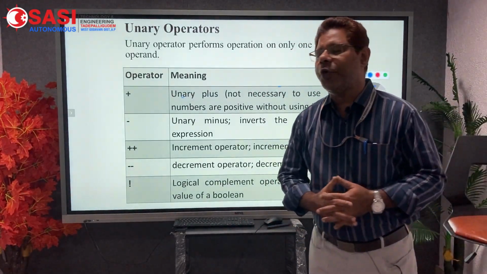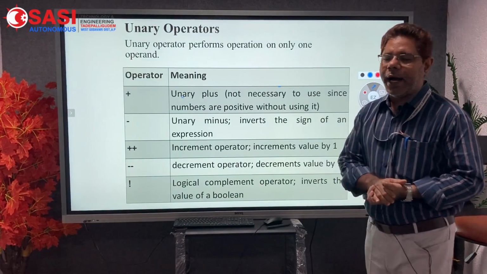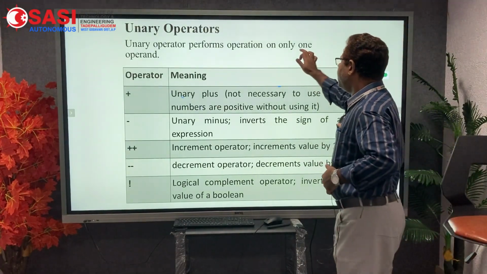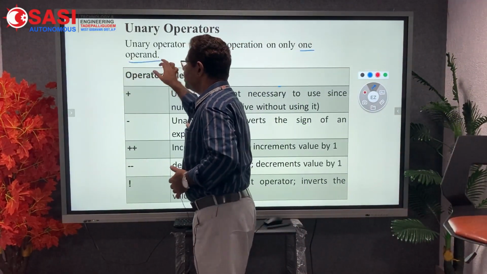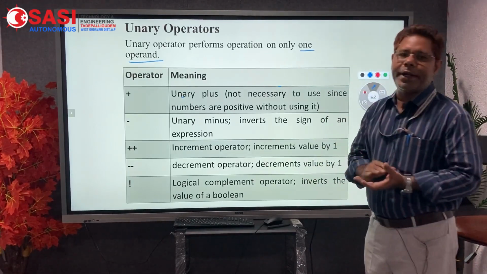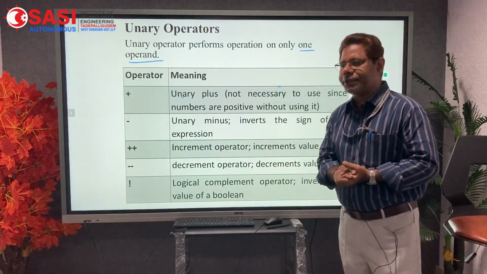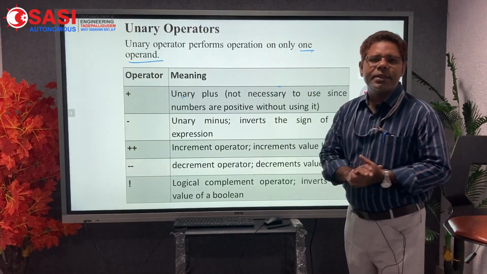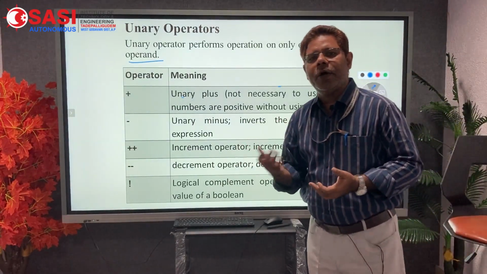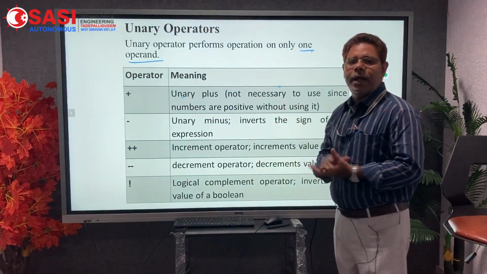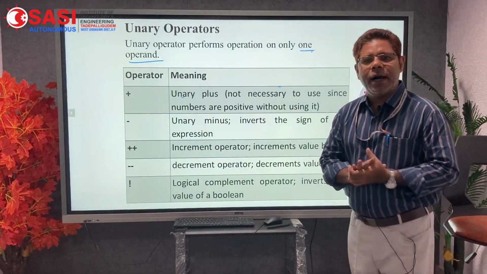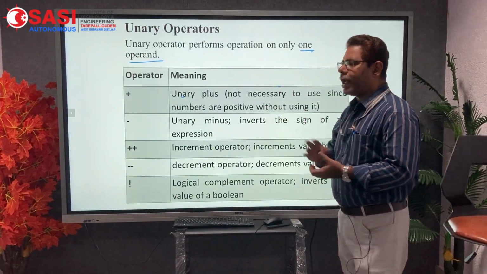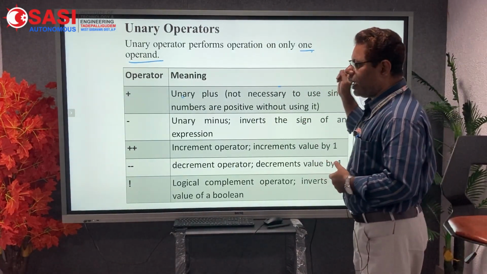Next one, we have the unary operators. Unary operators are used to perform operations on only one operand. Generally we have different types of operators: unary operators and binary operators. Unary operators are applied only on a single operand. The binary operators are applied on two operands. Already we saw arithmetic operators are binary operators that are applied on two operands. Now the unary operators are applied only on one operand.